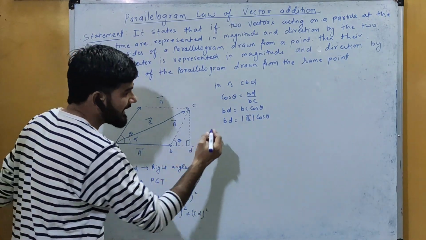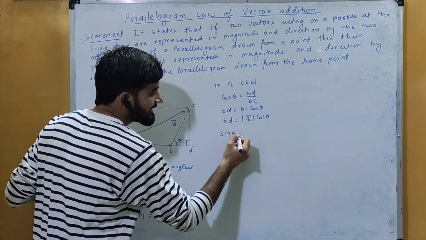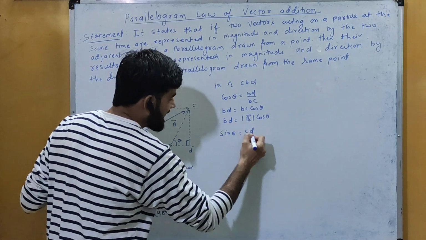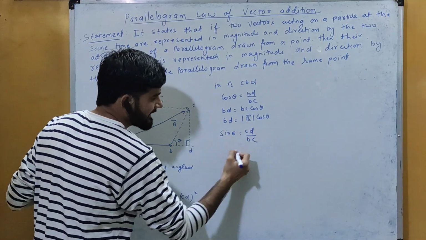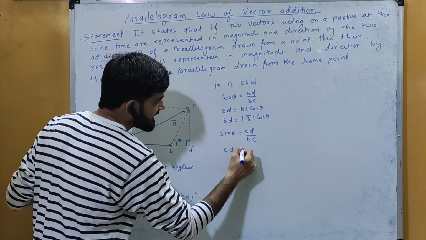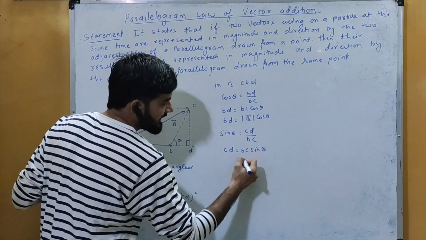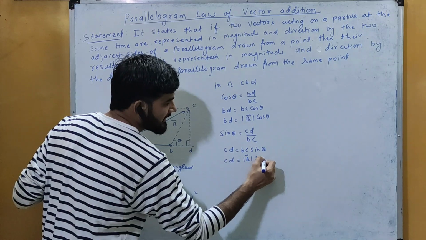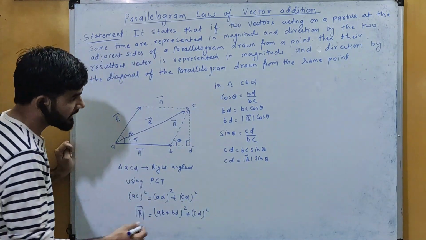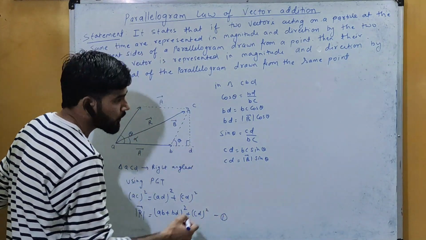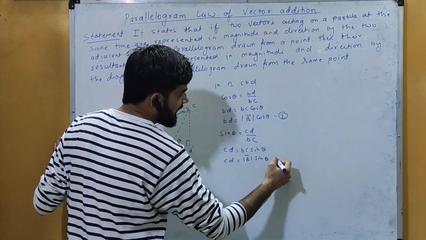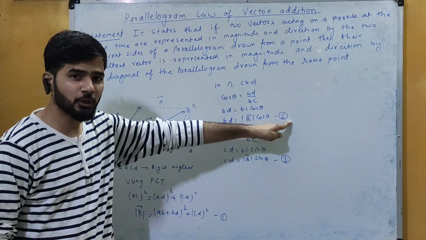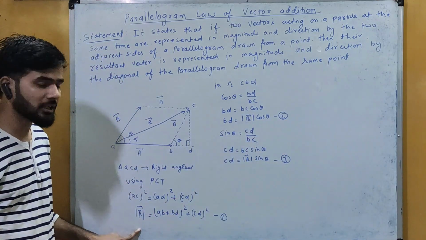Now similarly, we will find the value of sin theta. This sin theta is perpendicular upon hypotenuse. This perpendicular is equal to CD, hypotenuse is BC. So I can write here CD is equal to BC sin theta, and this value of BC is the magnitude of vector B, so CD is equal to B sin theta. Okay, now here I will give this equation as equation number 1, this as equation number 2, and this as equation number 3. So we will use equation 2 and 3 in equation number 1.